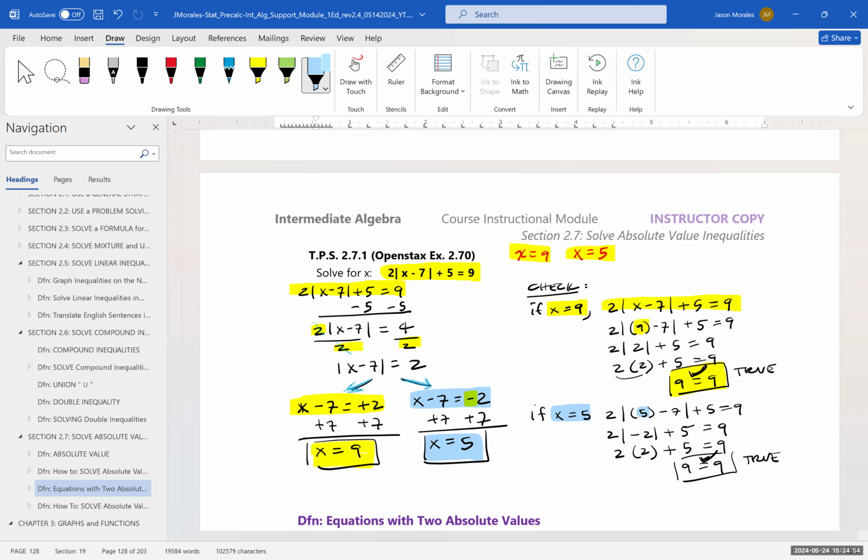When we do the same thing with x equals 5, we put 5 in place of x. And this generates a -2 inside of the absolute value. And the absolute value of a -2 is a +2. So this gives us 2 times 2 is 4, plus 5 is 9. And so we end up with 9 equals 9, which is also a true statement. So that confirms that our two solutions of x equals 9 and x equals 5 work. Let me know if you have any questions.